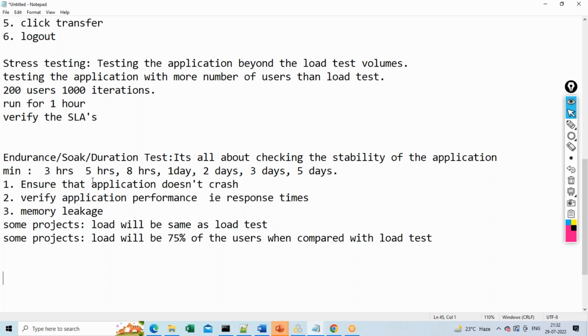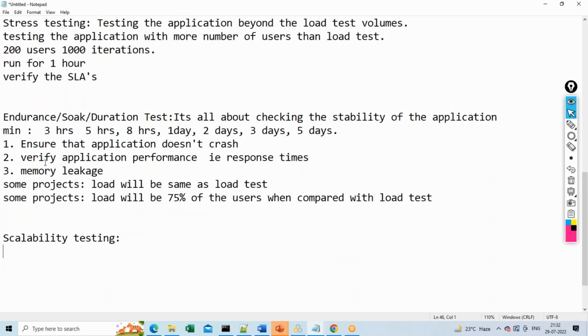Right now, the next type of test is scalability testing. So please make a note of questions. We can discuss again at the end here. Okay, so scalability testing. What do you mean by this scalability testing?